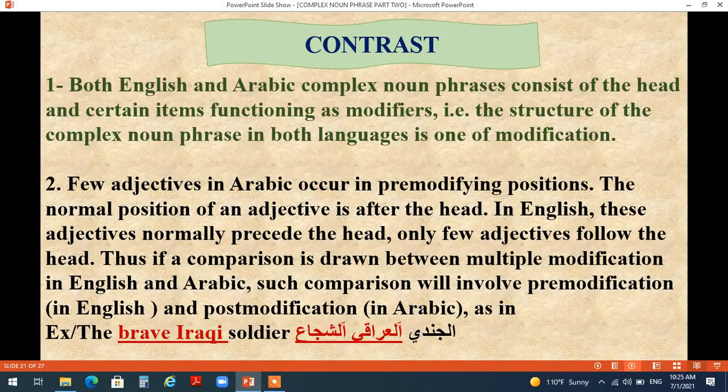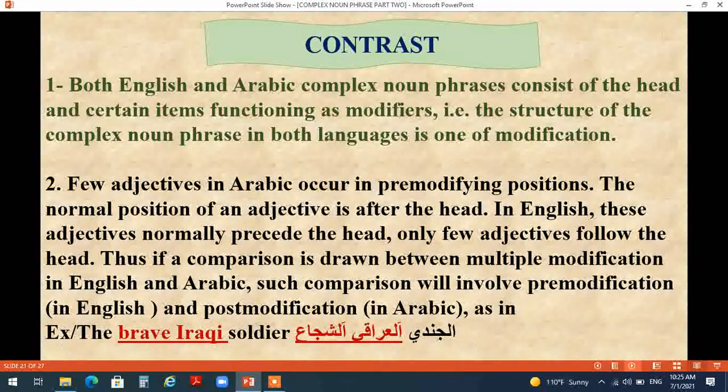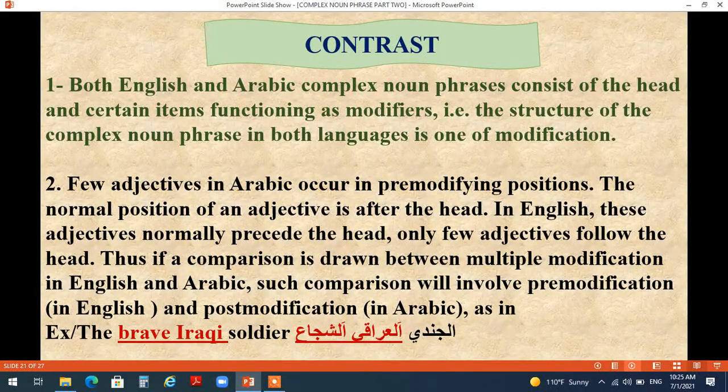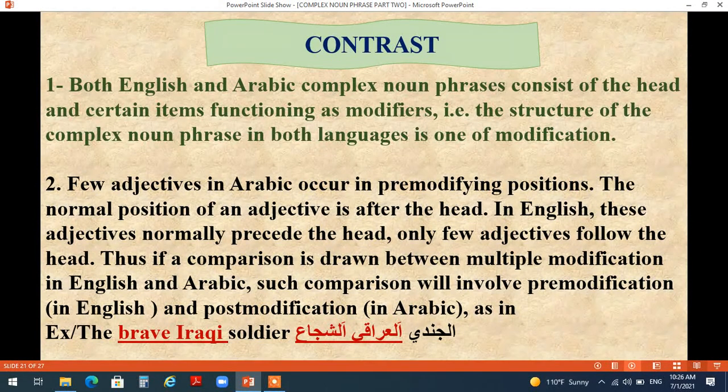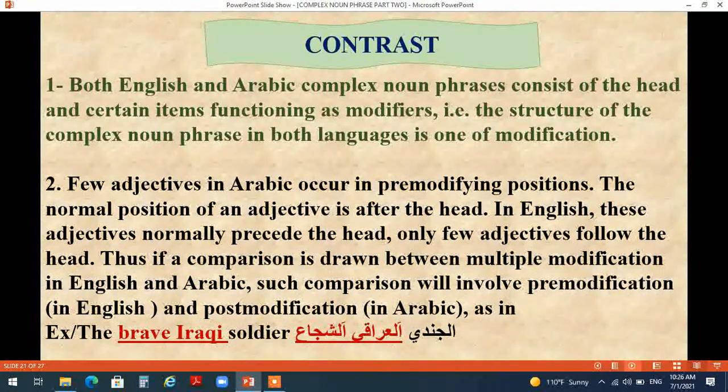لذلك إذا أردنا أن نقيم مقارنة من نوع معين فيما يخص موضوع multiple modification يعني pre-modification post-modification فيما يخص موضوع الصفات تحديدا، فسنقول إنه الصفة الغالبة للصفات باللغة الإنجليزية هي أن تأتي قبل الأسماء. إذا راح يكون premodification by using adjectives is more commonly used in English، بينما باللغة العربية عادة الصفات تأتي بعد الأسماء. فهذا يعني إنه post modification by using adjectives is more commonly used in Arabic.